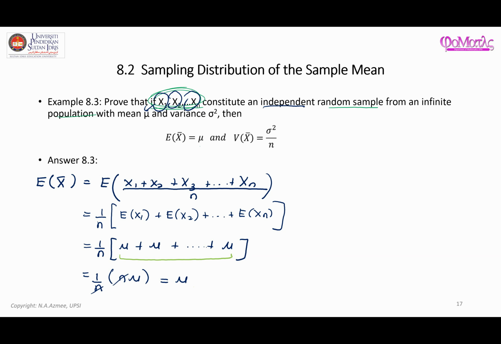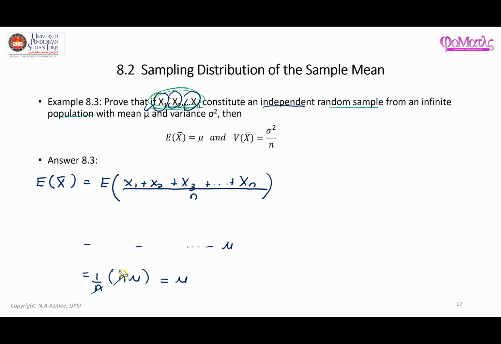Okay, so that's the first result that we have. Now let's look at the idea of finding the variance of x bar. I'm going to erase this part. The next part is to study the variance of x bar. I'm just going to replace this with V.